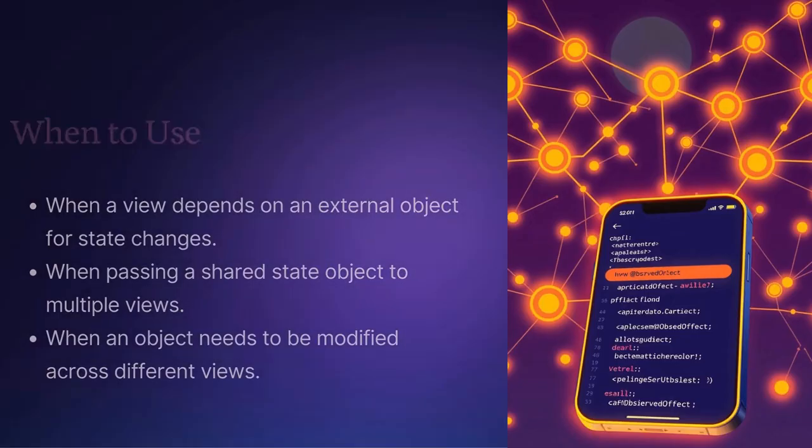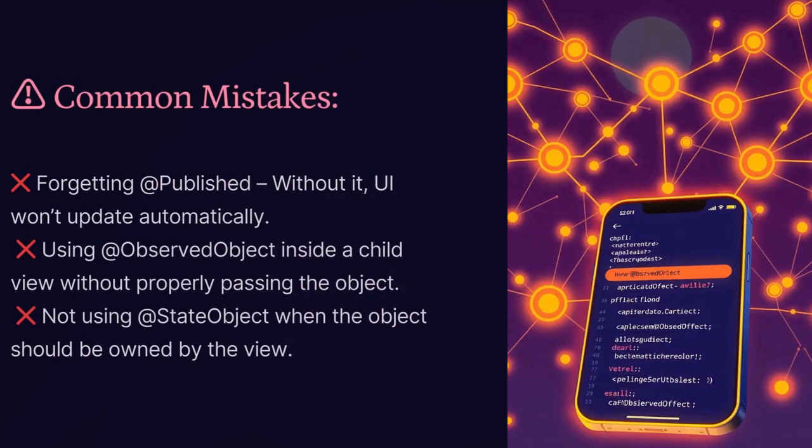But when should we not use this? When the state is only used in a single view. If you don't want to share any value across multiple views, you can simply use @State. And if you want to have global state, you can go with EnvironmentObject instead. I will cover EnvironmentObject in upcoming videos.